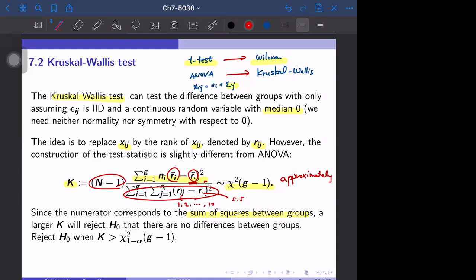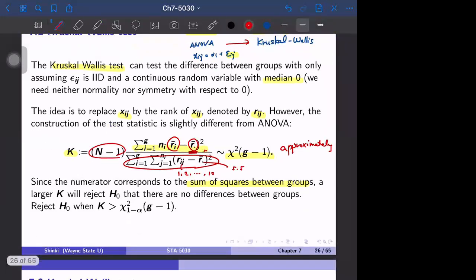I think this is an old result from the 1950s, where the approximation was done. We reject the null hypothesis that all groups are the same when this test statistic is large enough. The numerator is the sum of squares between groups, so if this is large, then the groups are different, and we reject the null hypothesis. If the chi-square distribution looks like this, then we reject if the chi-square value is large enough. This is the rejection region, and the threshold is the chi-square quantile at 1 minus alpha, so this area is alpha. So this is how to do the Kruskal-Wallis test.